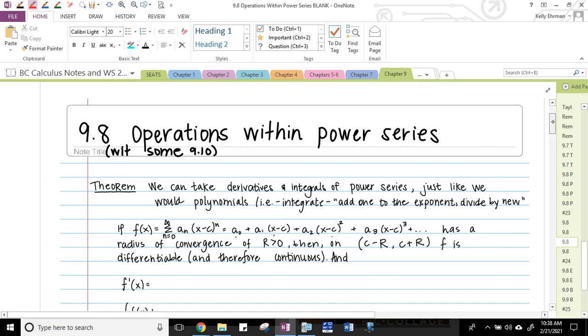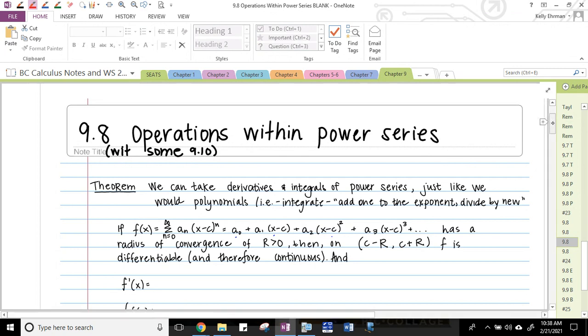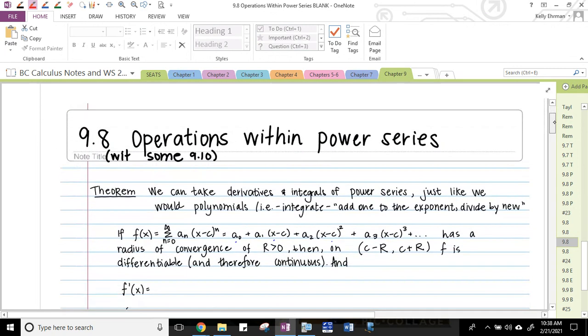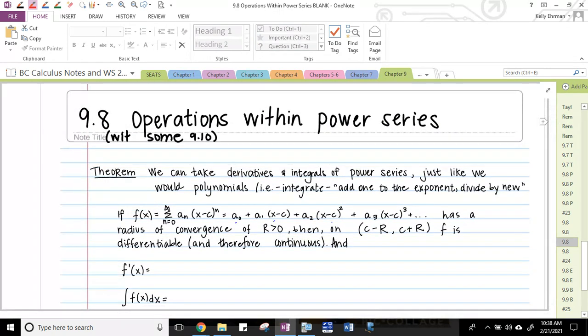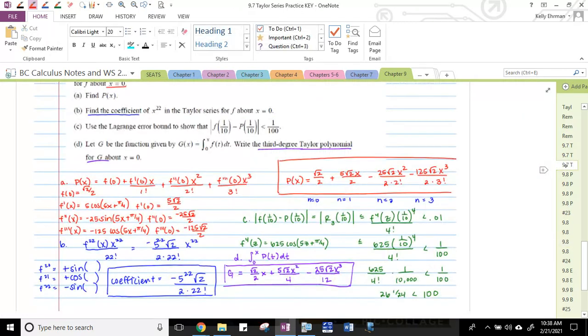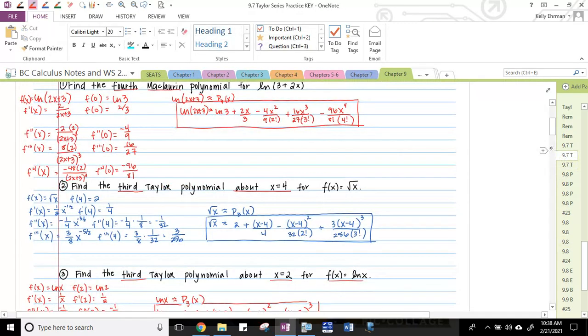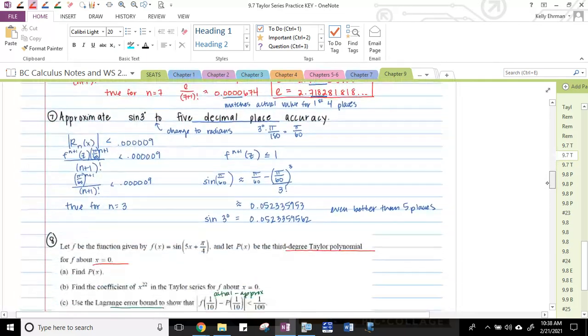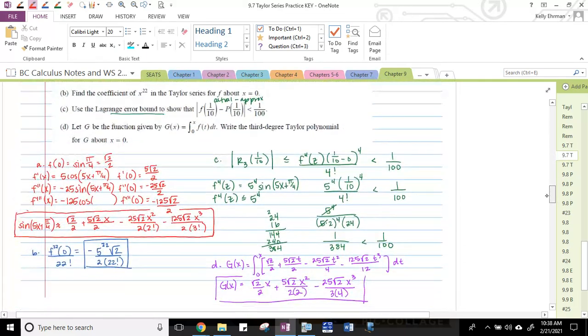So continuing on with 9.8 and a little bit of what we're going to talk about in section 10, we will be asked on the AP free response to either take derivatives or integrals of a power series. And we actually did this on our 9.7 worksheet. Let me see, is that this one? Yeah, I'm going to go back to that real quick. Remember this question.